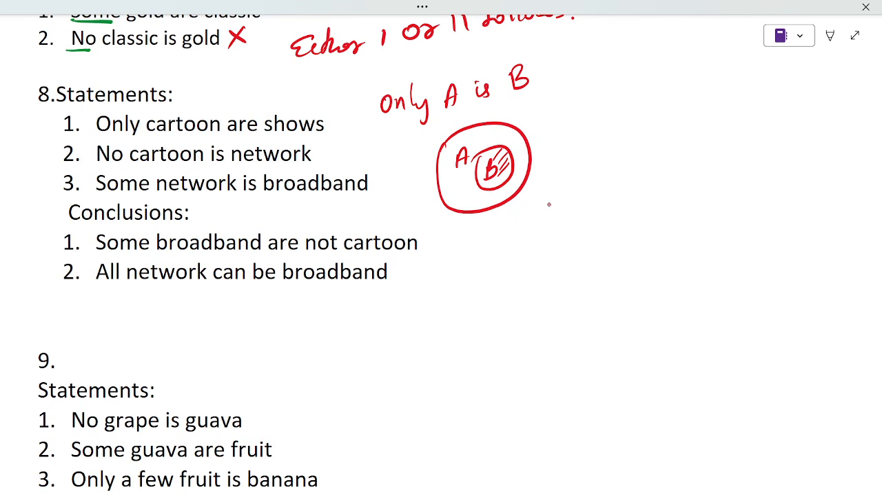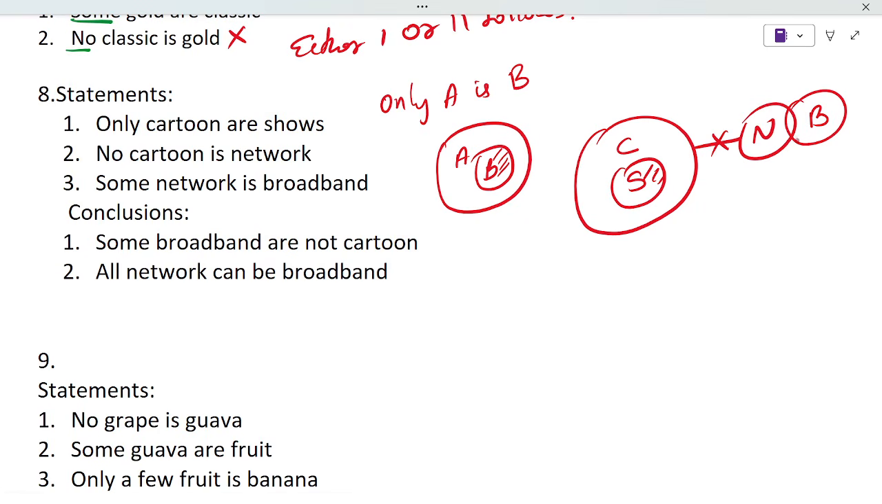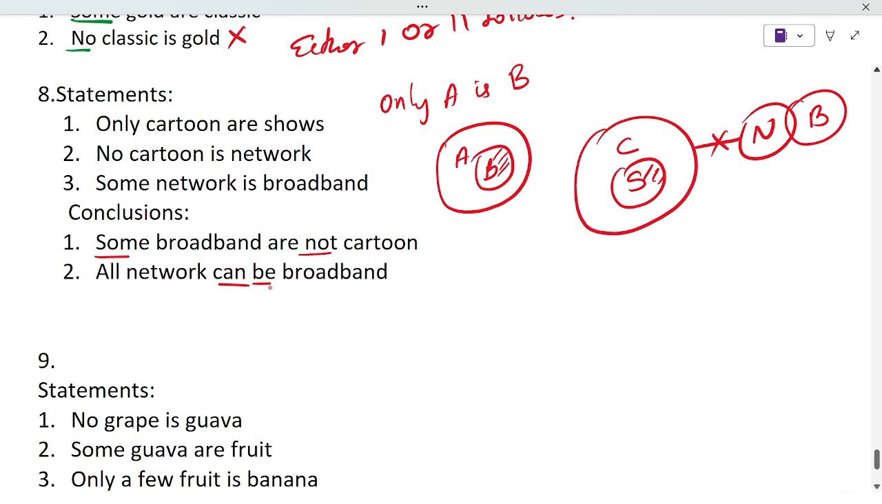So here the statement is: only gardens are shows. So shows entirely belong to garden. No garden is network. So garden and network can't be touched. Some network is broadband. Some part of network belongs to broadband. That's the given statement. Let's make one diagram. Check the conclusions. Conclusion has 'some arrow not', a negative word, and possibility.